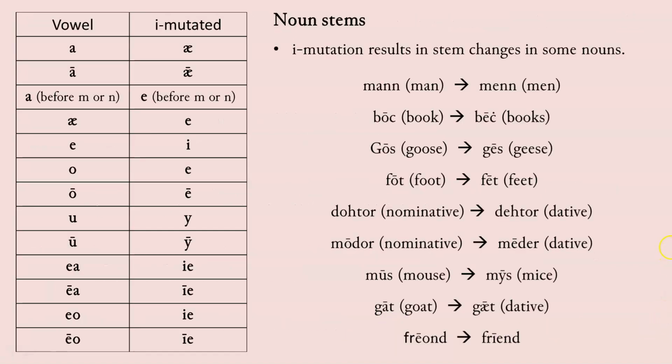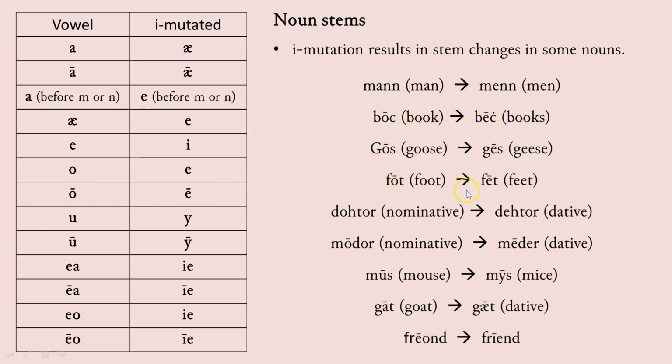All right, noun stems. So i-mutation results in stem changes in some nouns. For instance, man becomes a plural menna, men. Book becomes beach, books. Goose becomes geese. And you notice how the vowel change here is functioning according to the table over here. So for instance, take long O, it becomes long E. You have a look here. Long O becomes long E, and we go from the singular to the plural.